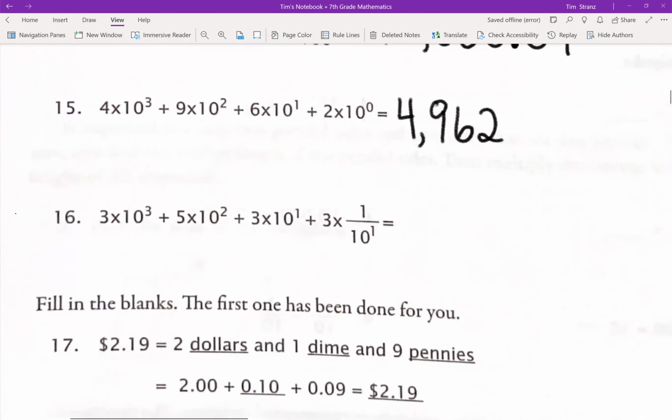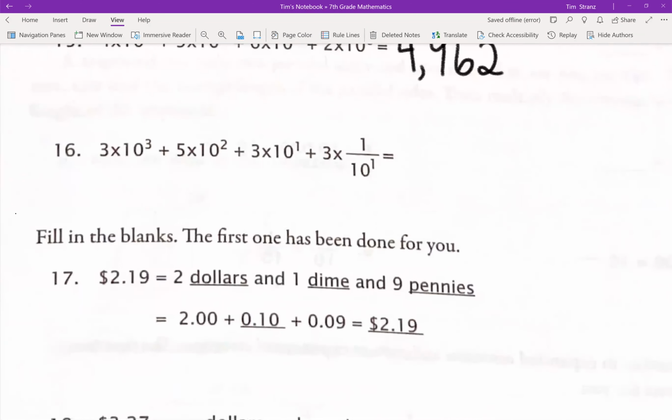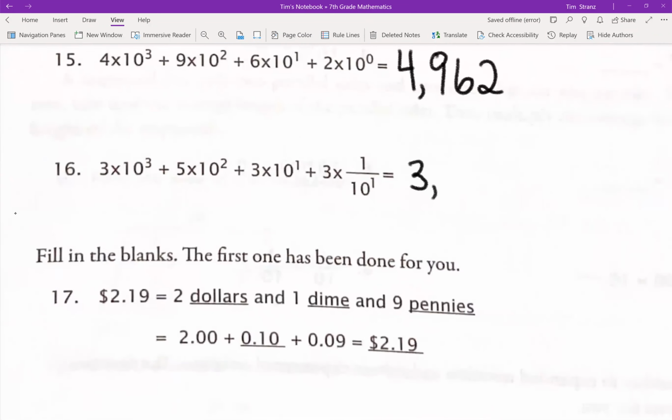Okay, number 16. 3 times 10 to the third is going to be 3,000. 5 times 10 to the second is going to represent 500. 3 times 10 to the first, okay, is going to represent 30. And then there's nothing in the ones place, so we're going to put a 0 there. 3 times 1 over 10 to the first power, so that's the tenths place, which is the first spot after the decimal. And there's your number, 3,530 and 3/10.